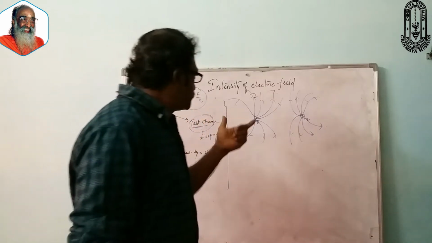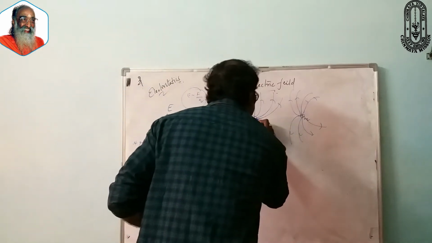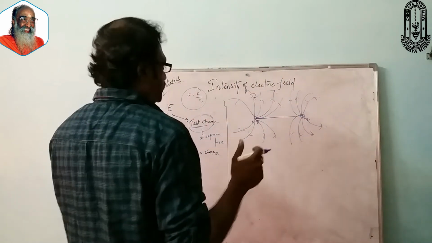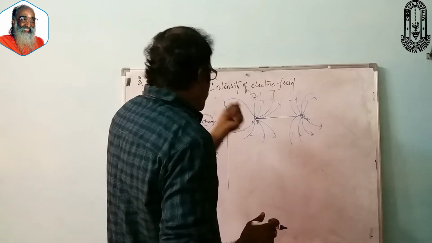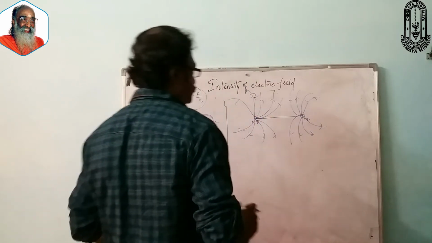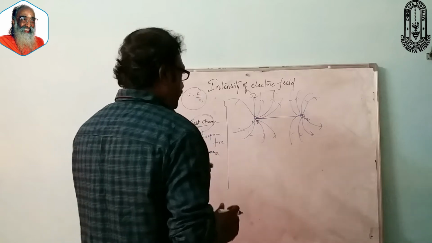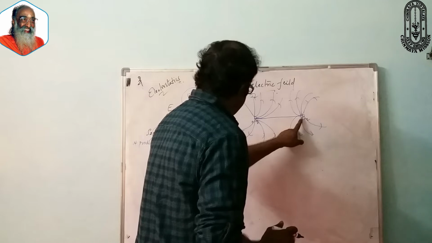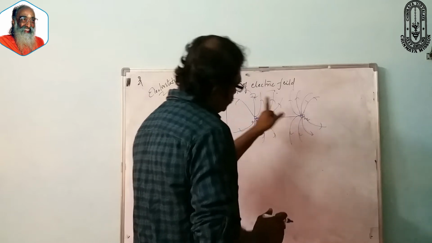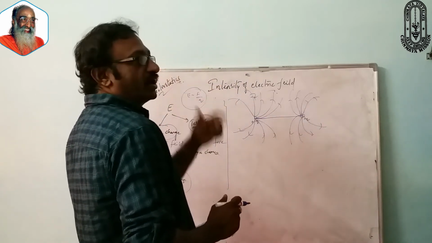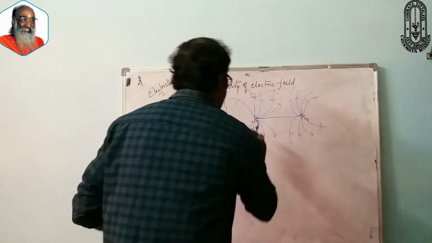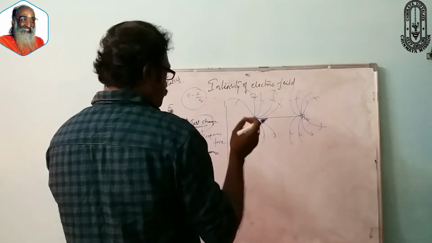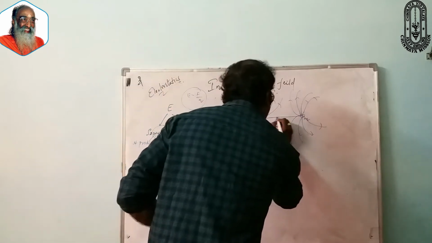Now this charge exerts force on this, and this charge exerts force on this. So the force is exerted along the line joining the two charges. Now you can imagine there will be a point on this line joining these two charges where the force by this charge on that charge, and by this charge on that charge, will be equal in magnitude.